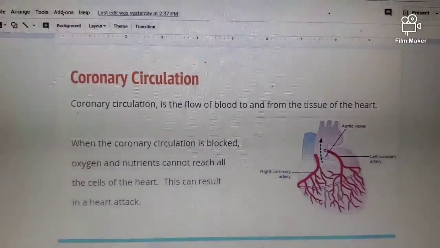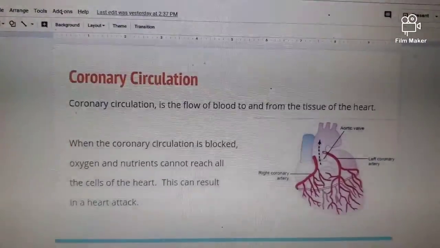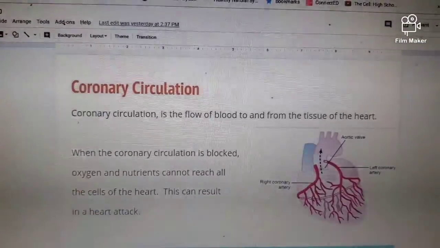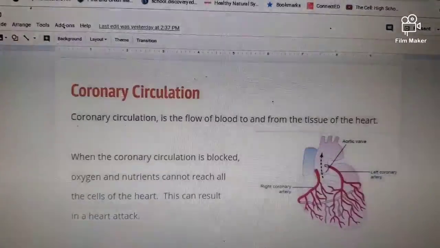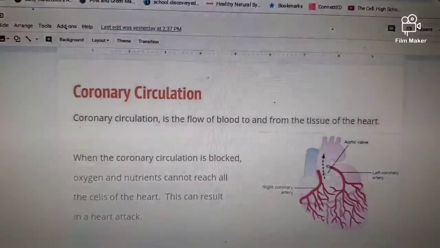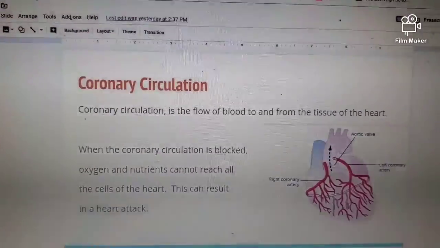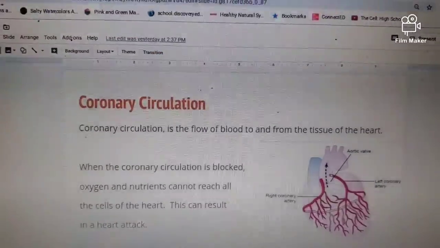Coronary circulation is the flow of blood to and from the tissues of the heart. When the coronary circulation, or circulation within the heart, is blocked, oxygen and other nutrients cannot reach the cells of the heart, and this can result in a heart attack.